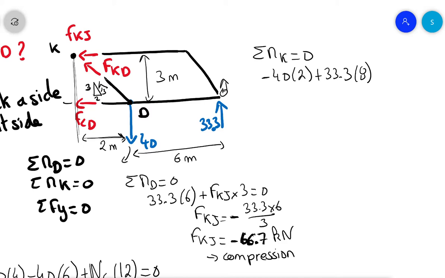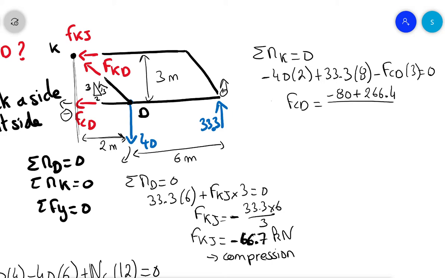That's for the two moments created by 40 and 33.3. And FCD is going in the negative direction. So we have minus FCD times this distance there, that is 3. It's equal to 0. So we have FCD times 3 is equal to minus 80 plus 33.3 times 8. That's 266.6, 266.64. Let me use the exact number.